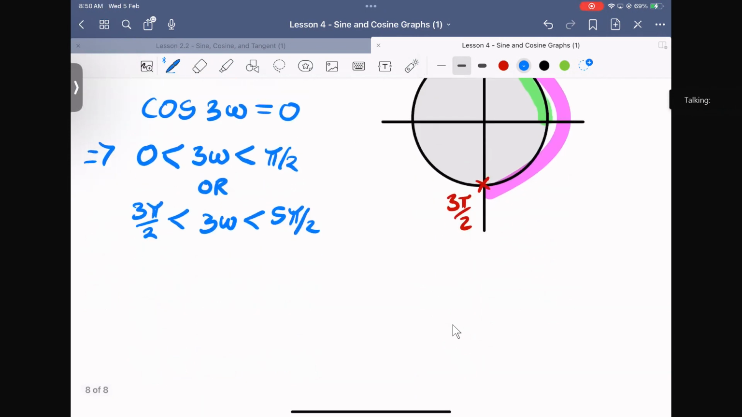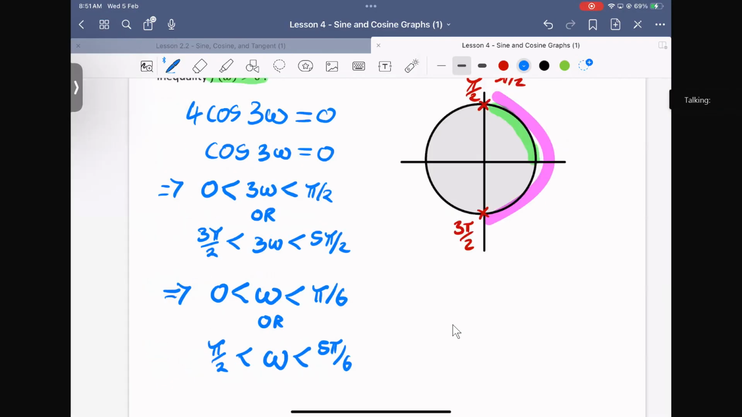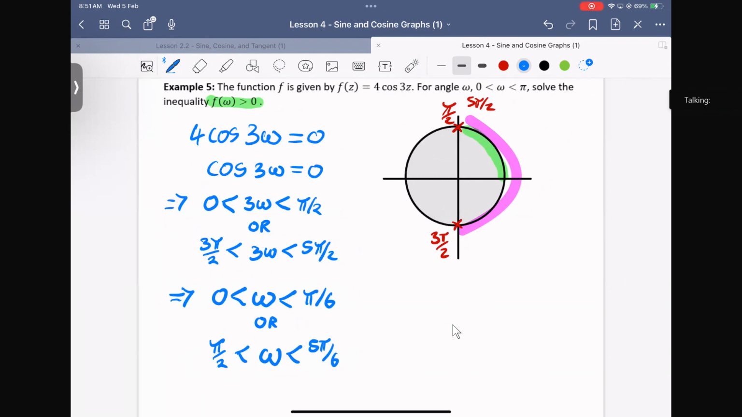But we need to get to omega, so we divide our inequalities through by 3. This will give us 0 less than omega less than pi over 6, or, dividing this one by 3, we get pi over 2 less than omega up to 5 pi over 6. And all of those are in the interval given here, from 0 to pi.